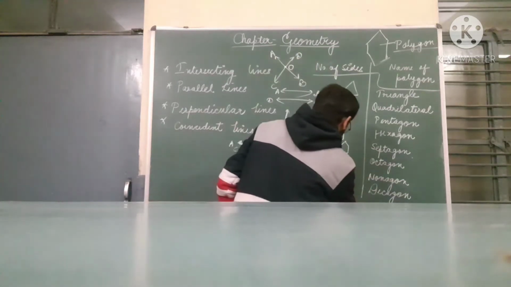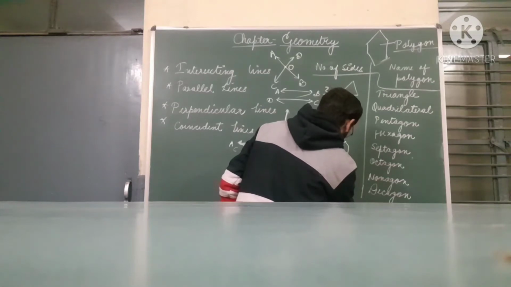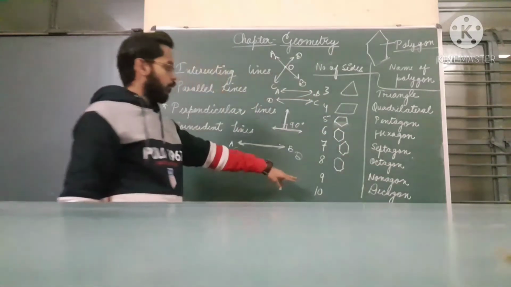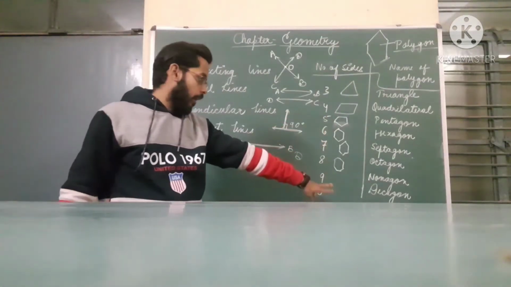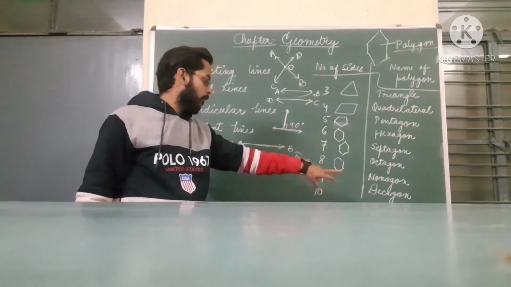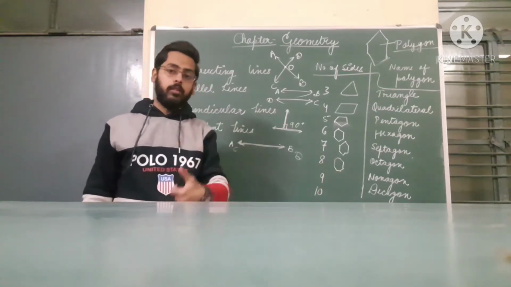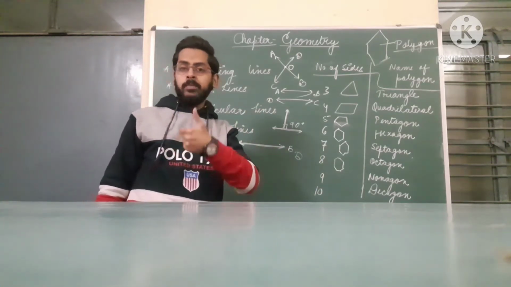7. For an octagon, how many sides will it have? 8. And suppose 9, and the same with 10: a nonagon has 9 sides, and a decagon has 10 sides. These are the figures of polygons, which we will have to discuss in the next exercise, that is exercise 11.